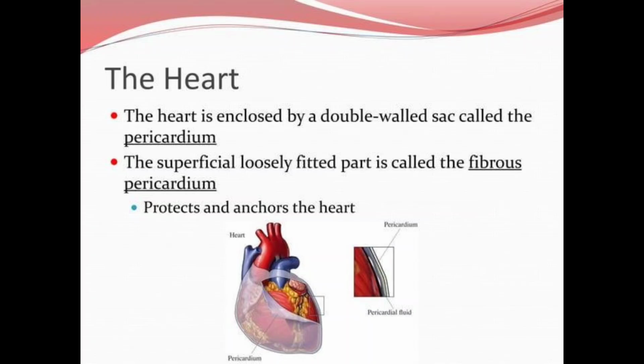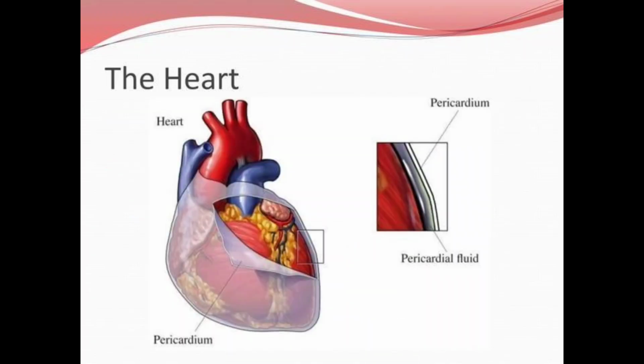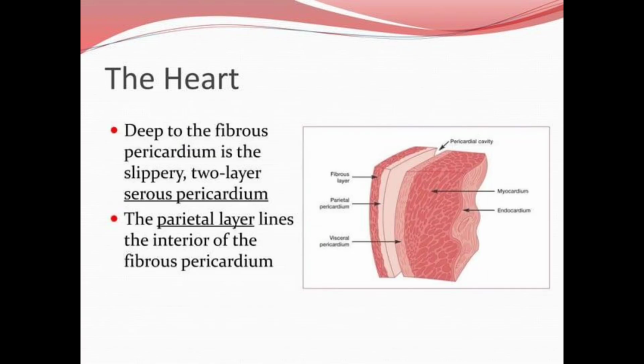The heart is enclosed by a double-walled sac called the pericardium. The superficial, loosely fitted part is called the fibrous pericardium, and it protects and anchors the heart, giving protection to the heart. This is the pericardium portion. This is the outer layer, giving protection to the heart also.